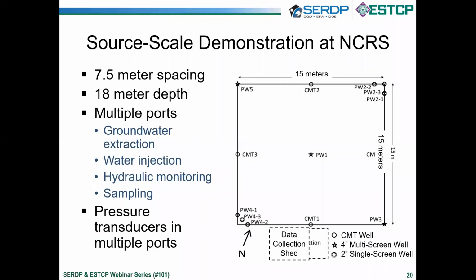The first demonstration site, the North Campus research site, this is the arrangement of the wells. It is a 3x3 well network at a spacing of 7.5 meters, roughly about 25 feet. Each well goes down to about 18 meters, on the order of 60 feet. And each well is equipped with multiple ports for measuring data, for example, water level monitoring. It can be used for groundwater extraction and injection as well.